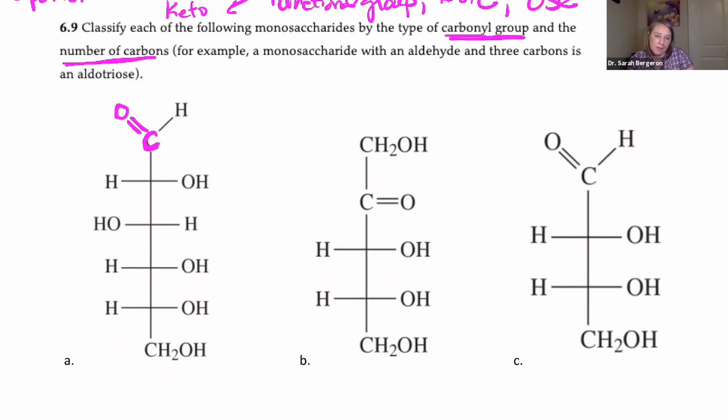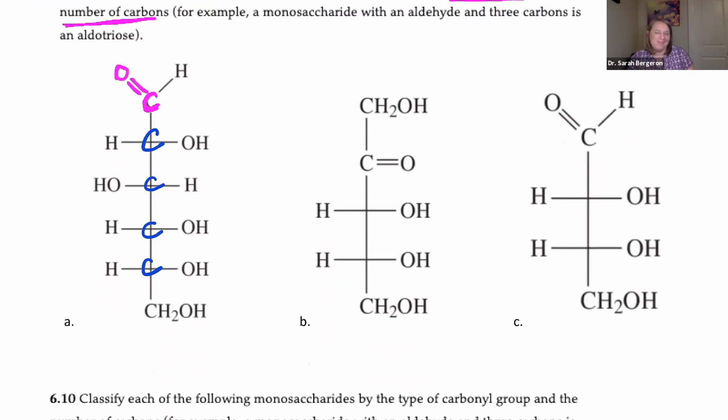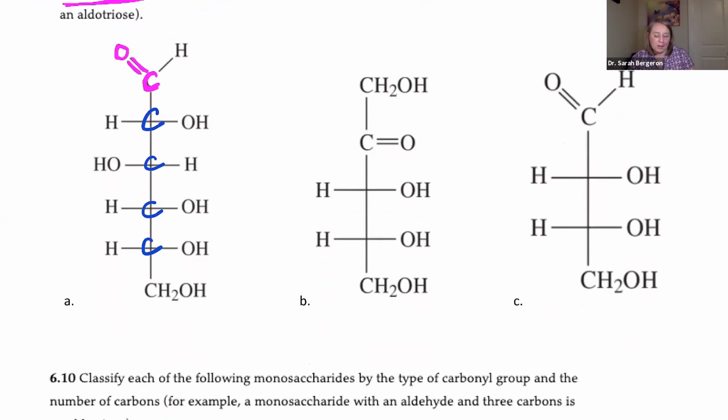What these stick figures mean is that anywhere you have a meeting of two lines, a vertical line and a horizontal line, that's telling me there's a carbon right there. So I know I have carbons here, and we'll learn in the next section why that is. I don't particularly like the order of this, but it's okay. So how many different things do we have attached to this carbonyl carbon? We only have one, so that's an aldehyde.